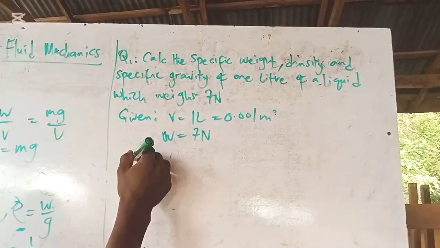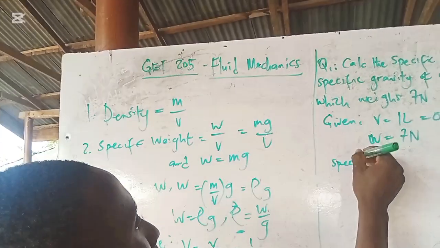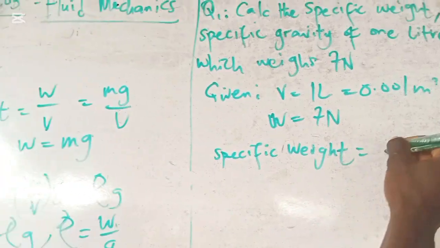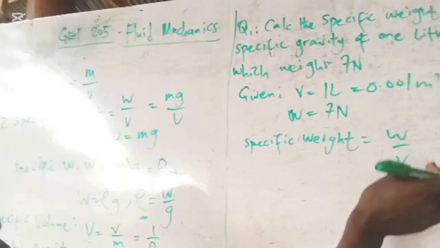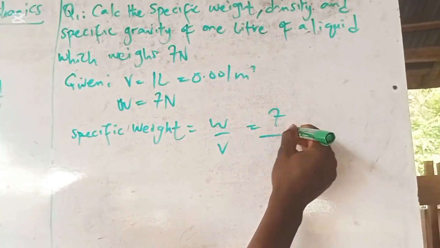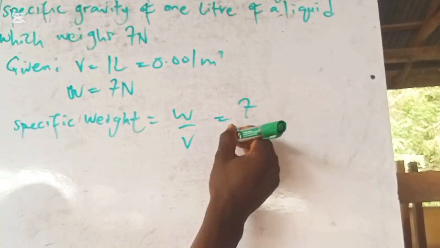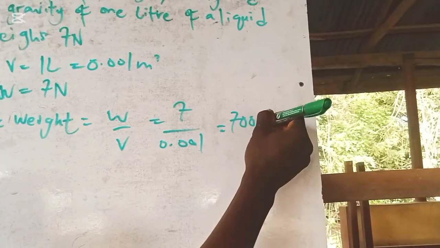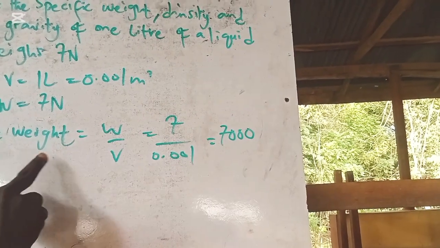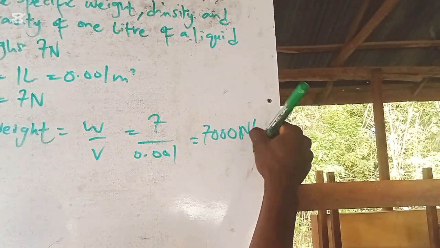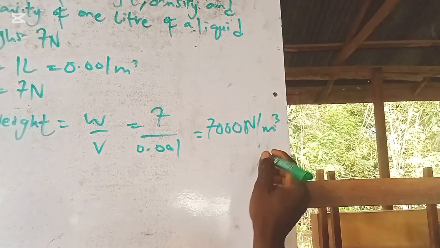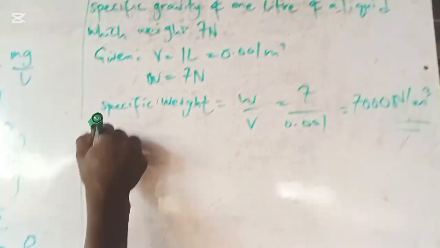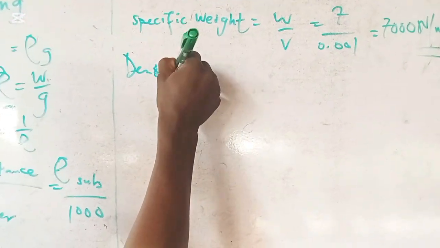So specific weight will be W over V, which is weight over volume. What's our weight? It's 7. And what's our volume? 0.001. And that will be equal to 7,000 Newton per meter cube, because it's volume. So that's for the specific weight. Now we go to density.